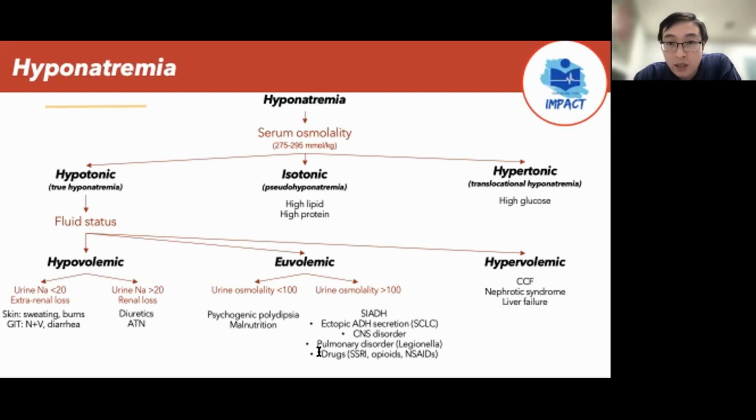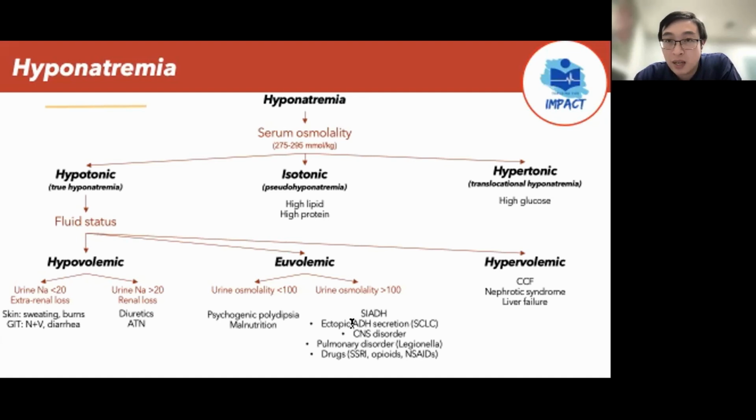There are a variety of drugs that can cause SIADH as well, and the main ones I've listed here. So SSRIs, usually given as antidepressants, opioids, and NSAIDs can all cause SIADH. So if you suspect SIADH, the treatment is threefold. So firstly, you treat the cause. So obviously, if you have a small cell lung cancer that's ectopically secreting vasopressin, you need to cut it out. But also you need to fluid restrict the patient.